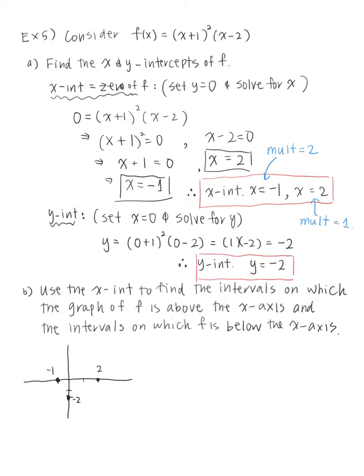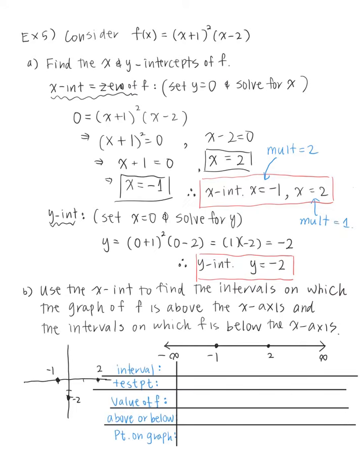To find that, I like to make a little chart. So let me draw a chart like this. All right, so here's my chart. Basically I drew the number line from negative infinity to infinity, and then I put our zeros here in order. Now I broke this down into 1, 2, 3, 4, 5 different categories, which are the interval, test point, value of f, above or below the x-axis, and point on the graph.